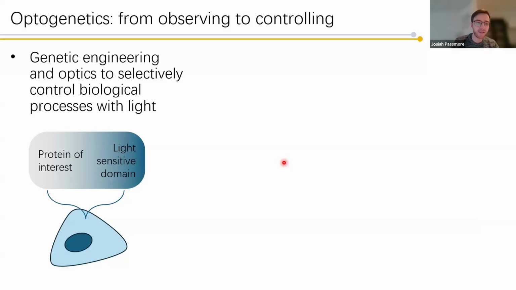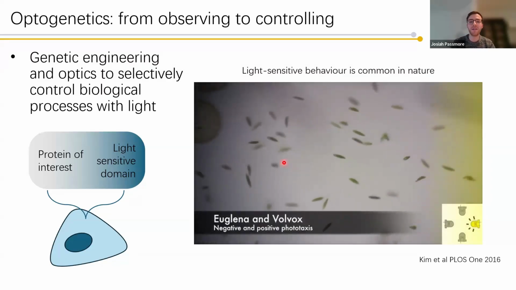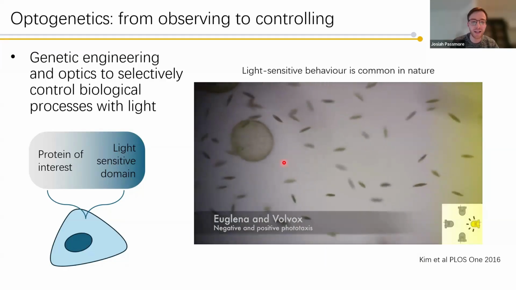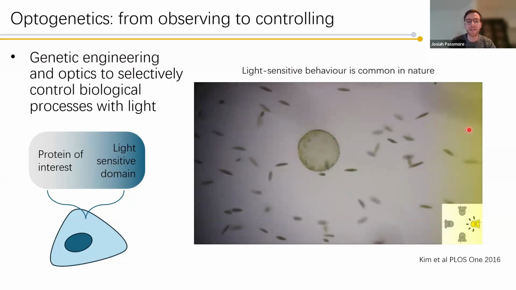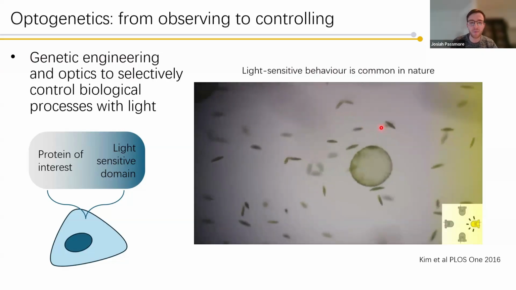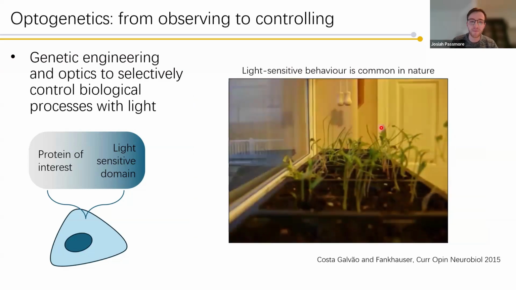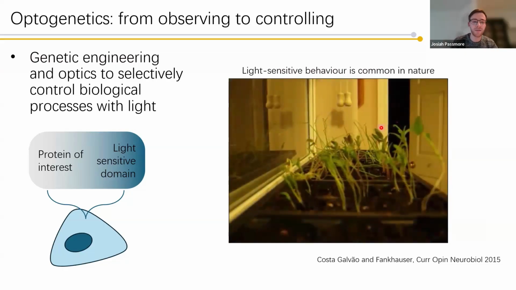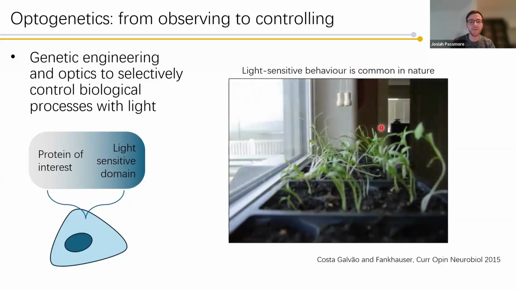And where do we get this light sensitive domain from? Well, light sensitive behavior is super common in nature, right? So you think about phototaxis in algae, where Euglena have negative phototaxis, these big Volvox algae have positive phototaxis, and these contain proteins that are responsive to light. And of course, this is also seen in plants with phototropism, where they will grow towards the light to optimize photosynthesis.